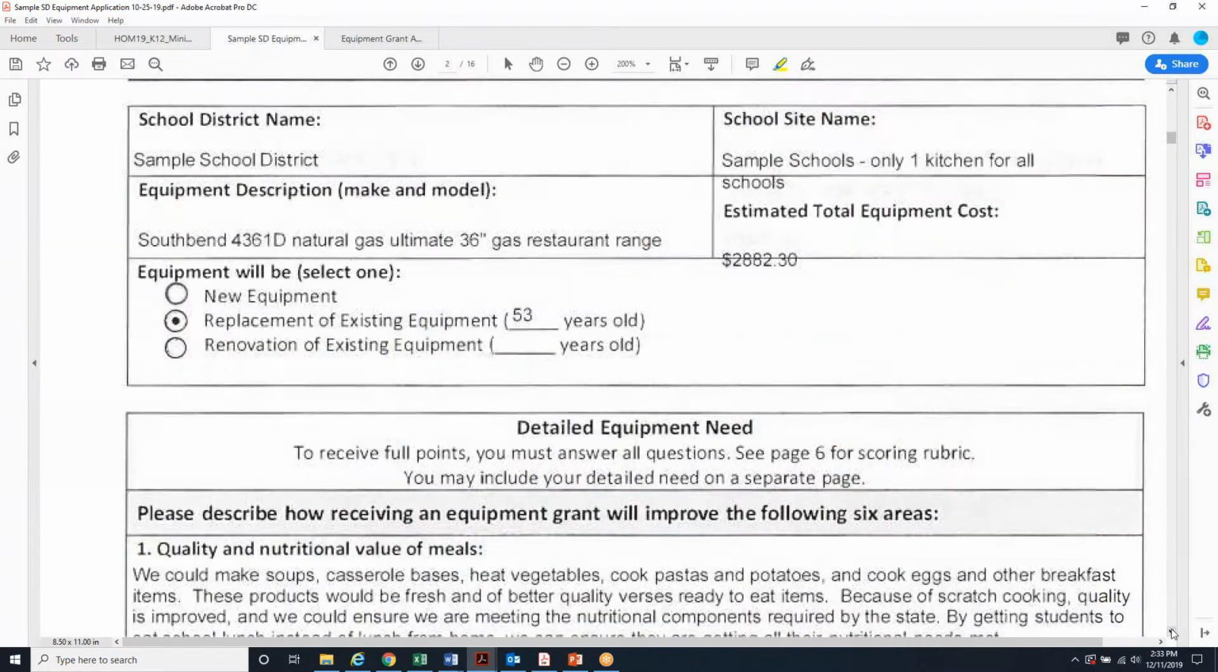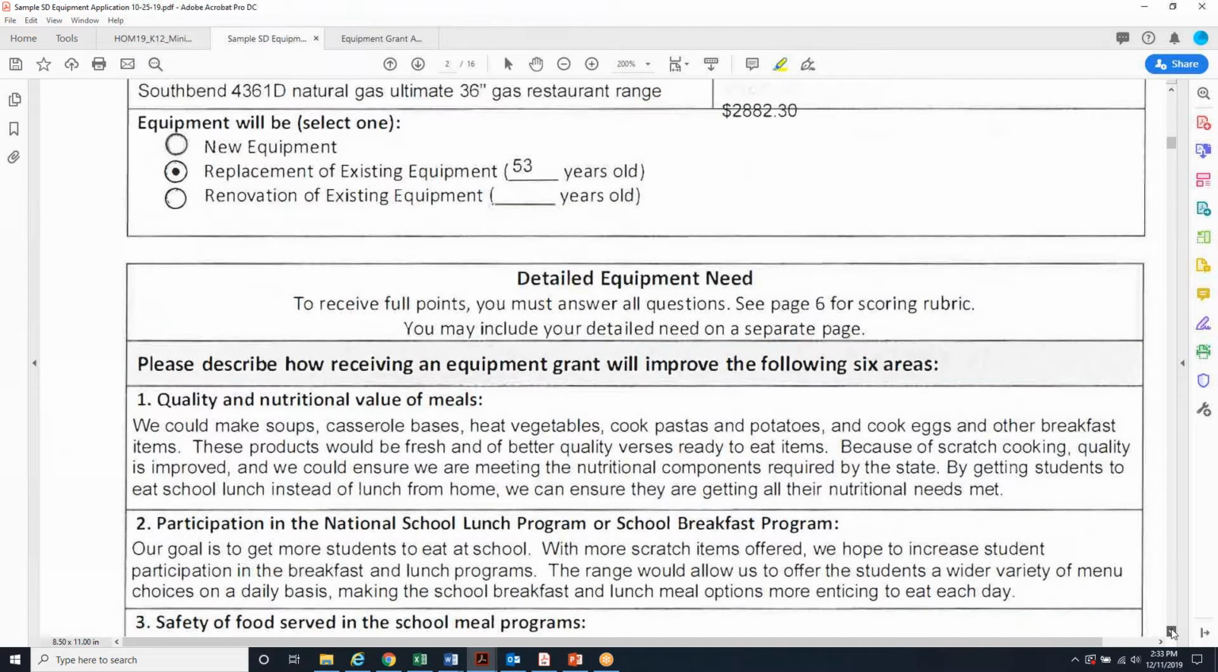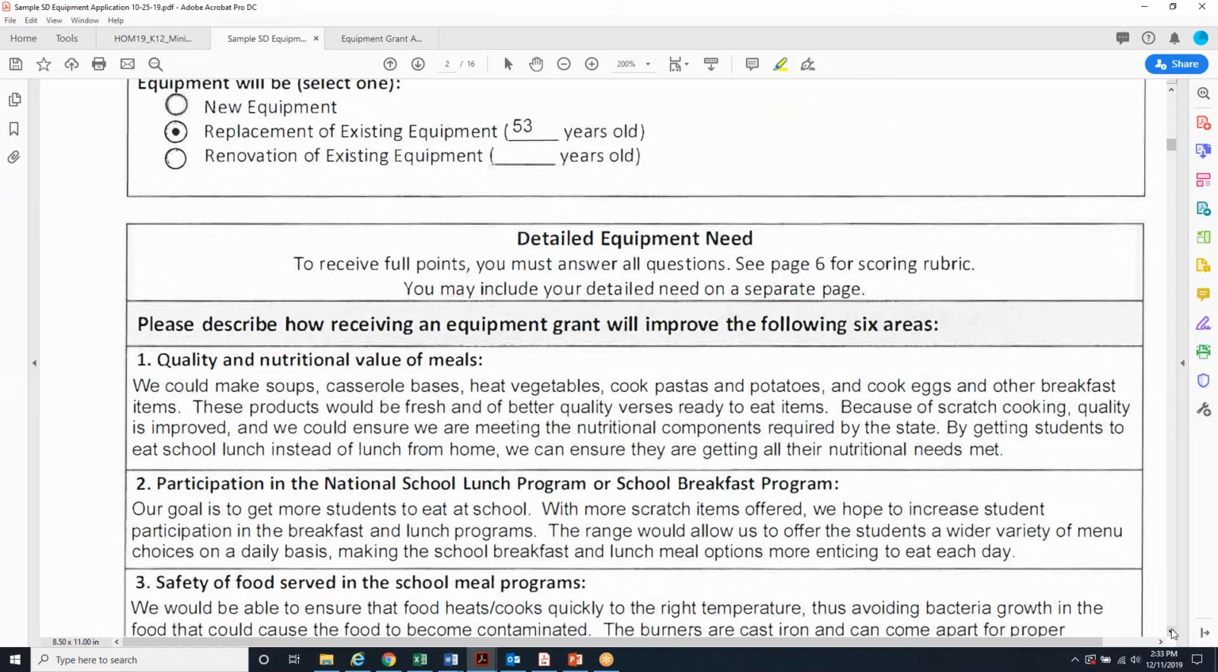So then on page 2, they again fill out the school information, and the budget is $2,882.30 for buying a South Bend gas range. They filled out that it's replacing equipment that is 53 years old. That's a pretty old range, so it sounds like it's really needed.